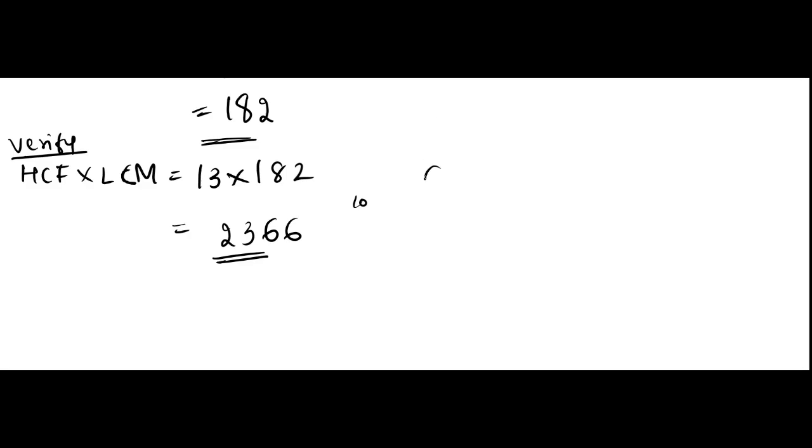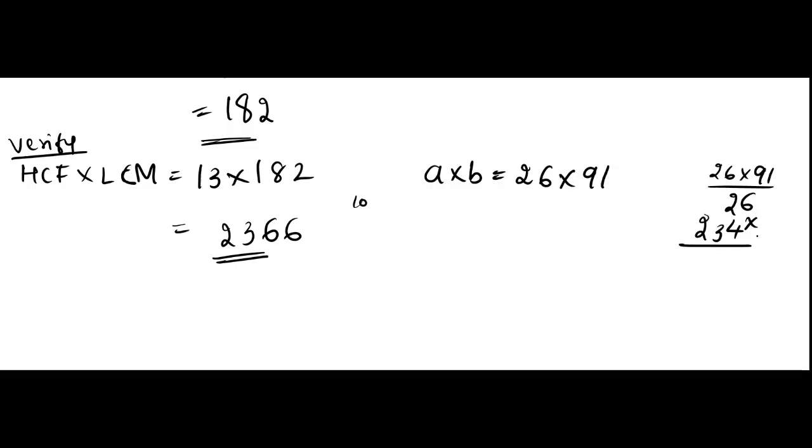Then we have to take the product of the two integers. We took two integers, that is 26 and 91. Here let us multiply 26 into 91. 1 times 6 is 6, 1 times 2 is 2, 9 times 6 is 54, 5 carried, 9 times 2 is 18, plus 5 is 23. Here 6, 4 plus 2 is 6, 3, 2. So the answer is 2366.